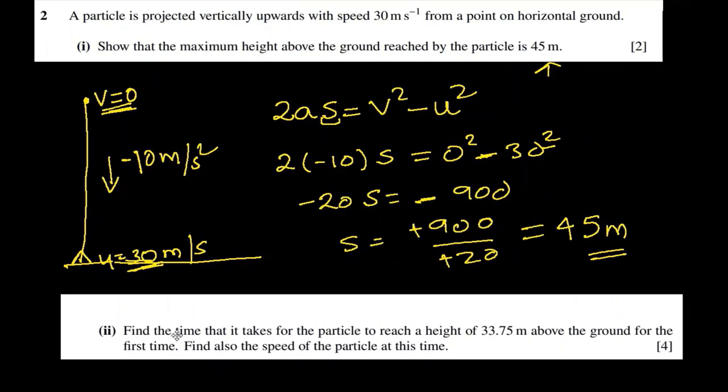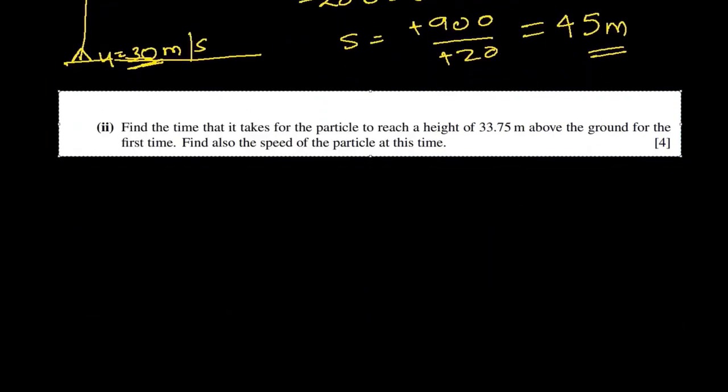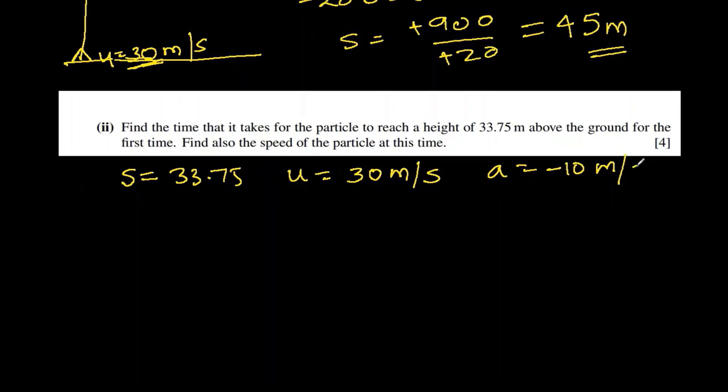Here it is. Find the time it takes for the particle to reach a height of 33.75. That means just before its highest point, they are asking the time it takes to reach this height above the ground for the first time. Find also the speed of the particle at this time. So first, let's find the time. We know the height is 33.75. The initial velocity with which it was thrown was 30 meters per second. Acceleration is minus 10 meters per second square.